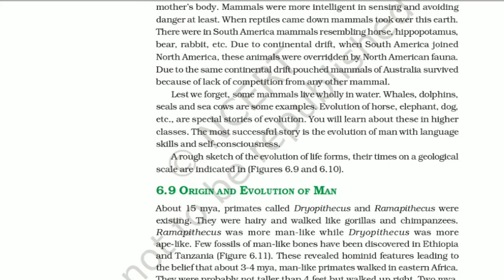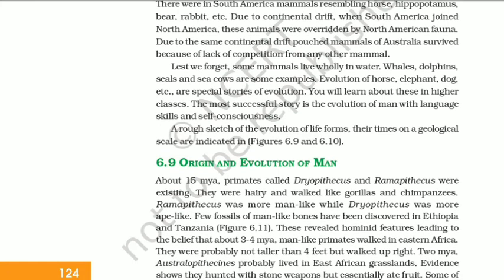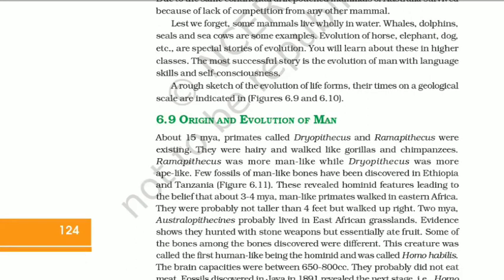There were, in South America, mammals resembling horse, hippopotamus, bear, rabbit, etc. Due to continental drift, when South America joined North America, these animals were overridden by North American fauna. Due to the same continental drift, pouched mammals of Australia survived because of lack of competition from any other mammal. Lest we forget, some mammals live wholly in water. Whales, dolphins, seals, and sea cows are some examples.